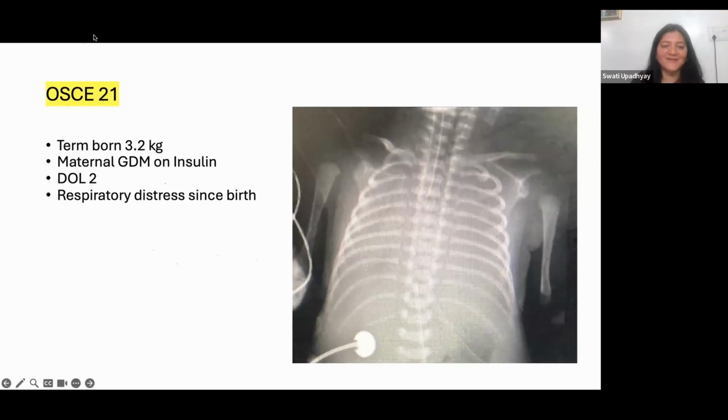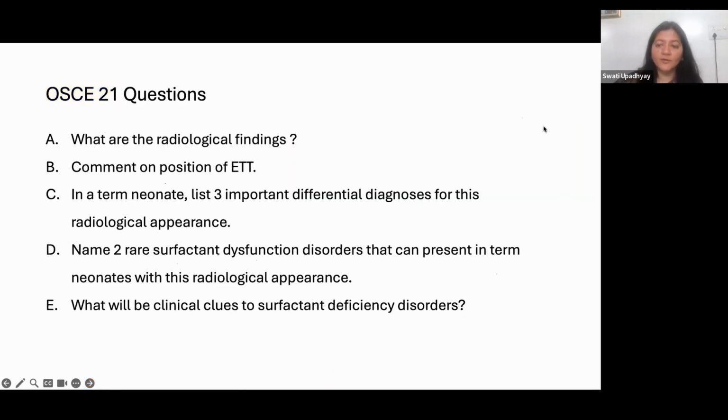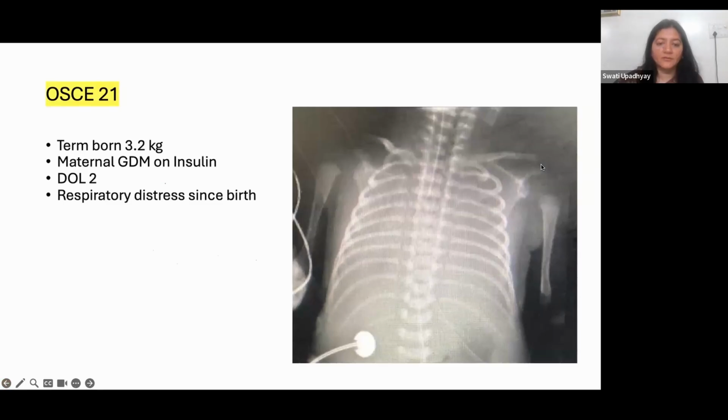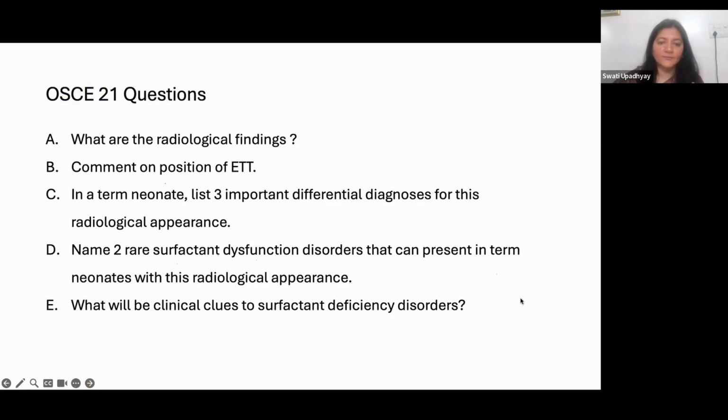I'm sorry, sir. So it's a term-born baby, 3.2 kgs, maternal GDM on insulin, and second day of life, the baby has been having respiratory distress since birth. So all of you are able to see the X-ray, right? So what are the radiological findings here? Okay, good. So ground glass whiteout, yes. So we can see bilateral diffuse homogeneous opacification, which is giving the classic whiteout appearance.